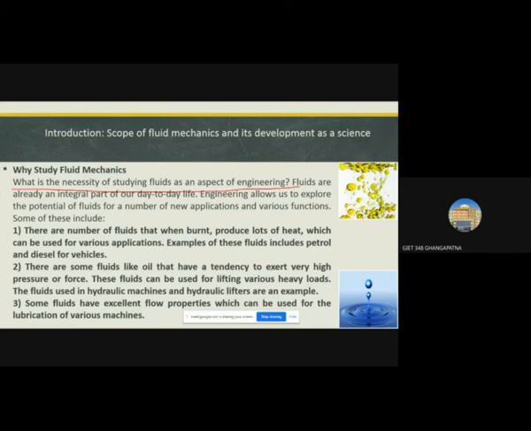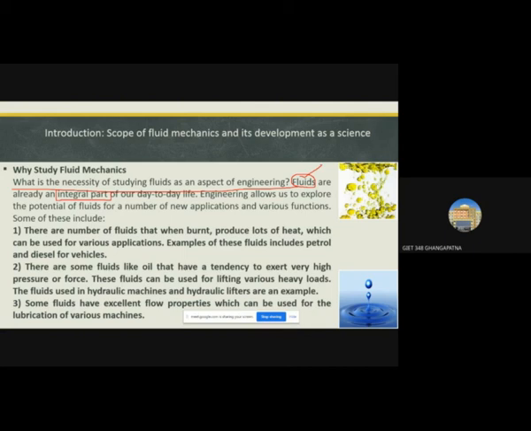What is the necessity of studying fluid mechanics in engineering? Because fluids are very, very important in our day-to-day life, and there are different kinds of fluids coming into the picture. From the morning when you get up till night, you come across different kinds of fluids.